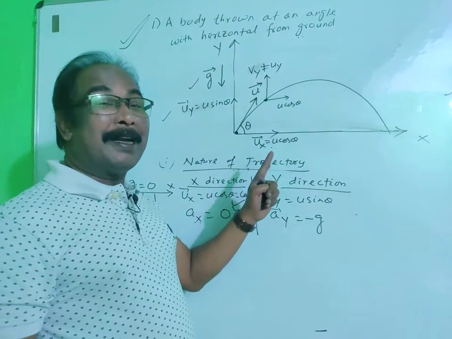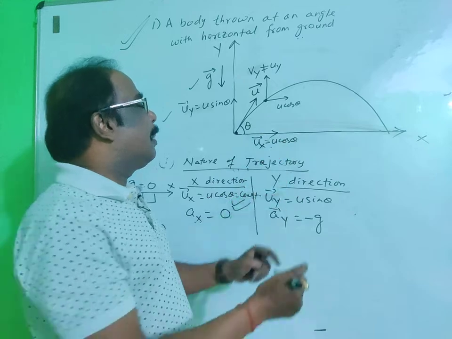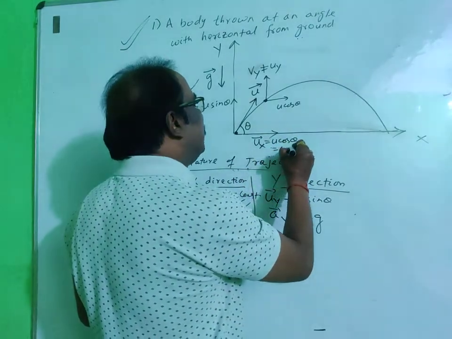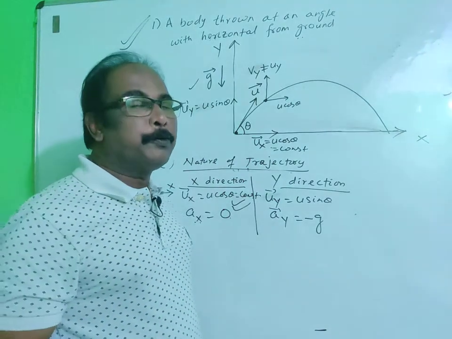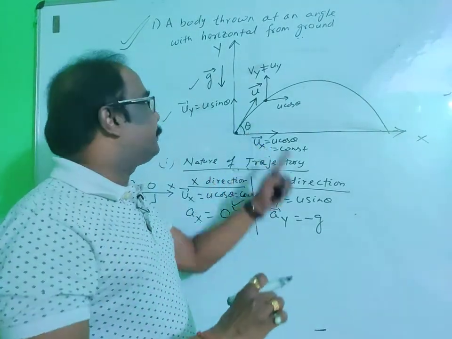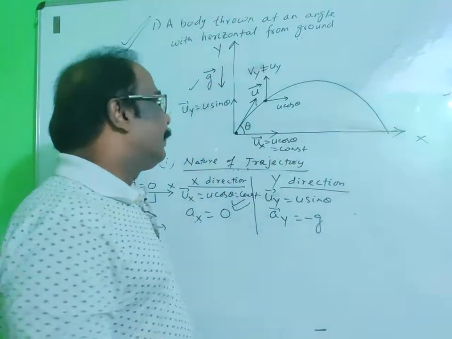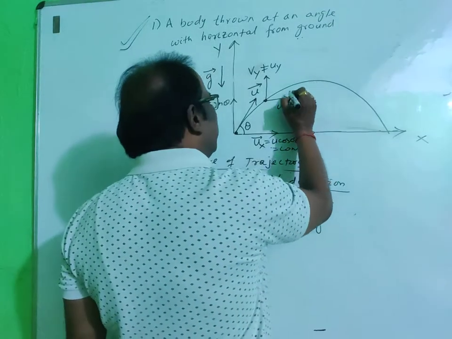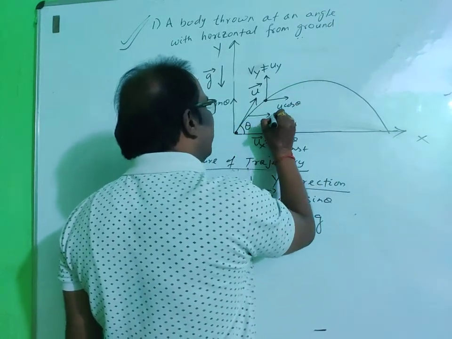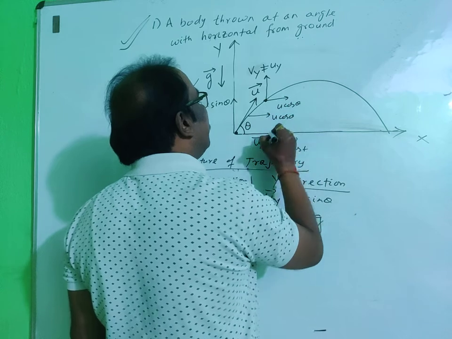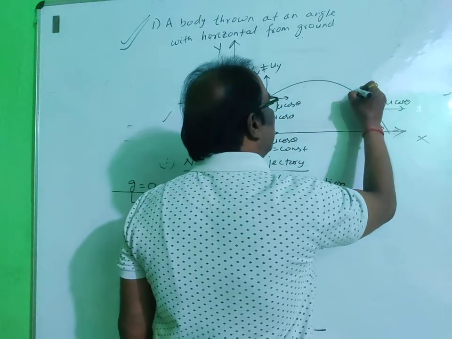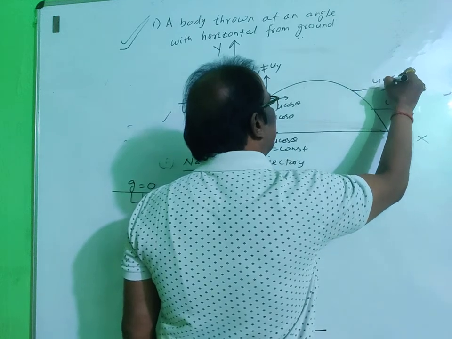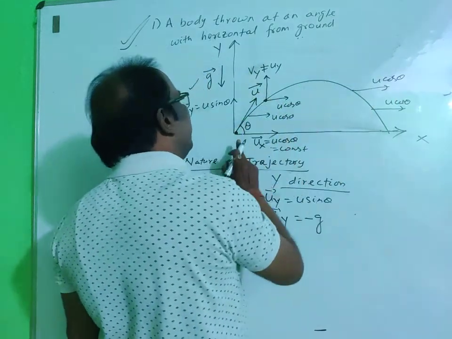Means the body moves under the combined effect of constant horizontal velocity and decreasing upward velocity. Velocity decreases in the upward direction due to the effect of gravity. The horizontal velocity is u cos theta here, here also u cos theta, here also u cos theta, but the vertical velocity will change.